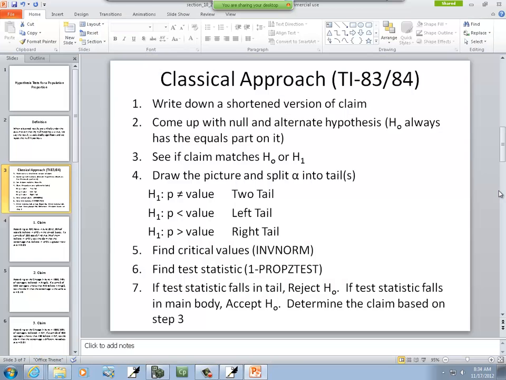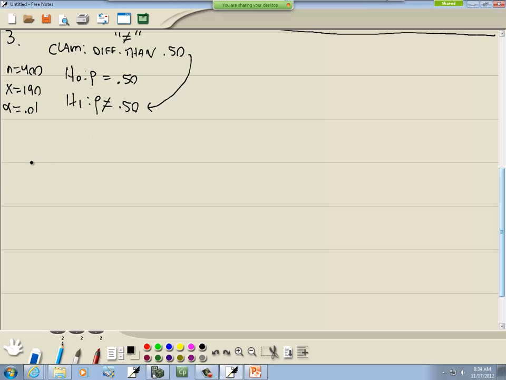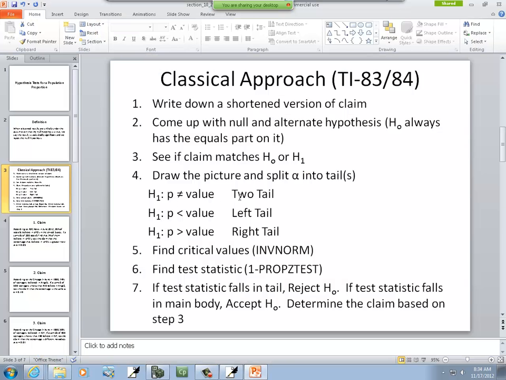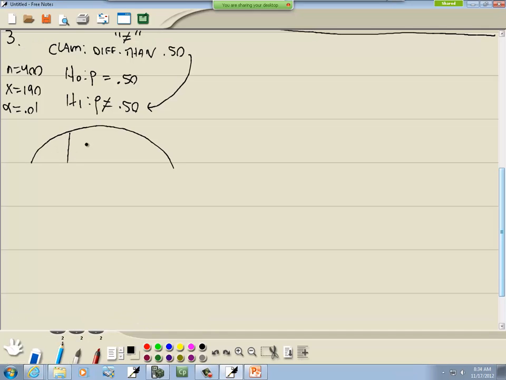Okay, draw the picture. Not equal to in H1 is two tails, right here. So that's our critical value, and that's our critical value. Split the alpha into the tails. We got 1%. We take 1% divided by 2, and that gives us 0.005. If 1% is in the tails, then 99% is in the main body.